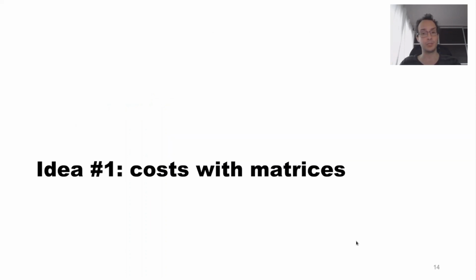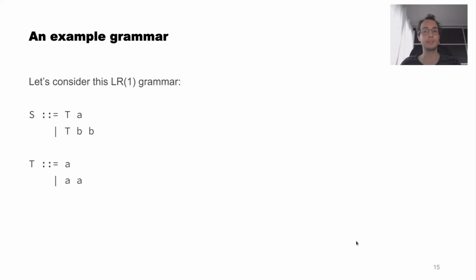Let's talk about our changes. The first idea is to use matrices to represent intermediate results, and it leads to the naive cost matrices algorithm that we saw on the previous graph. We will start with this LR1 grammar to illustrate the approach. It has two non-terminal symbols, S and T, and two terminal symbols, A and B. S is the entry point and has two productions, TA and TBB. T also has two productions, A and AA.